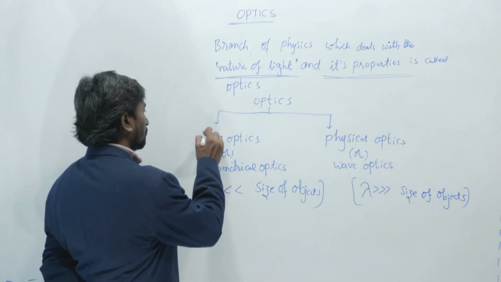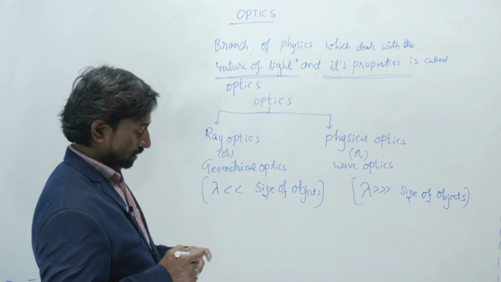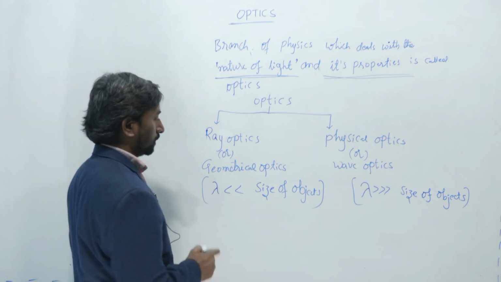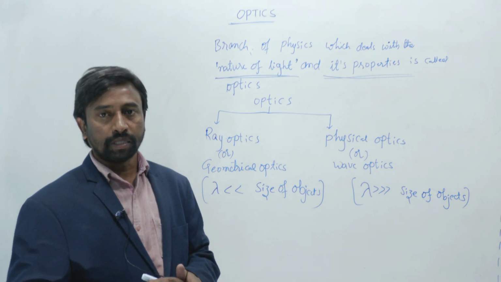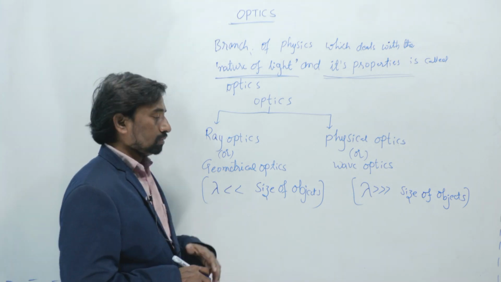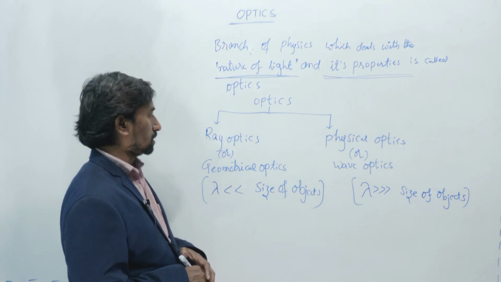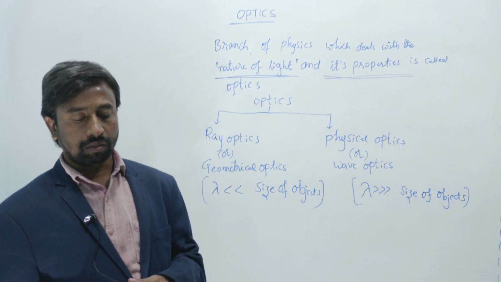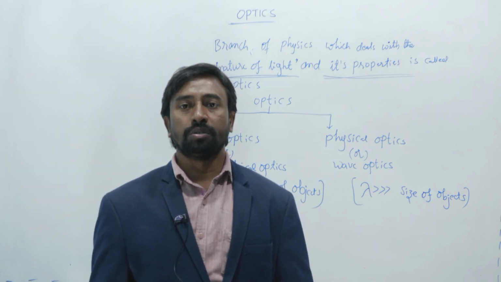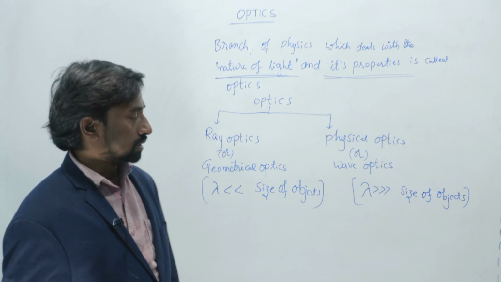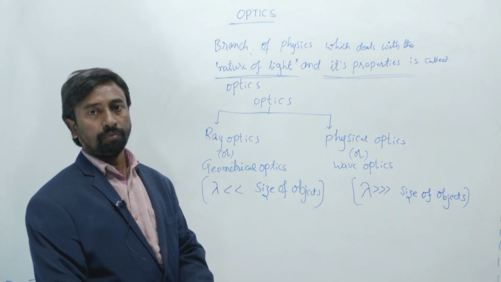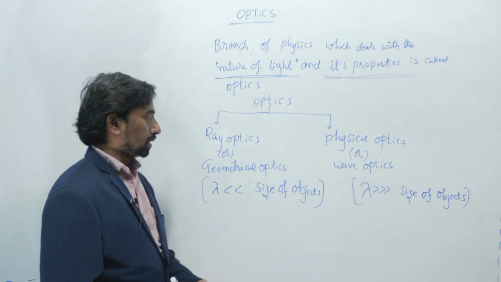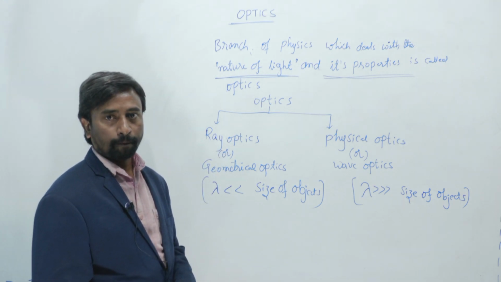So first of all, we'll understand ray optics. In ray optics, the wavelength of light is considered very small compared to the size of the object through which the light passes. To understand ray optics, we use geometrical principles to understand the nature of light and its phenomena and properties. That is the reason why it is called ray optics or geometrical optics.